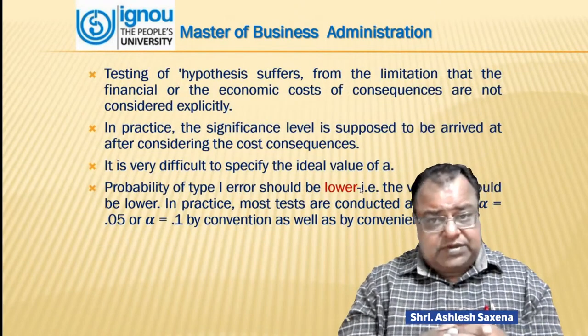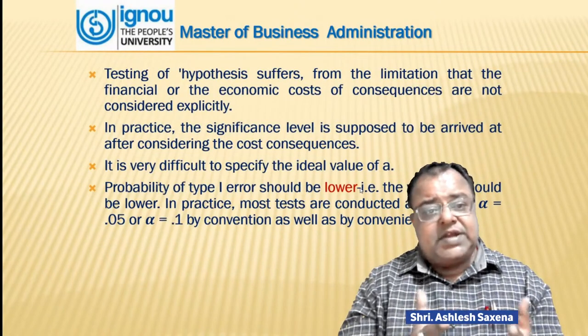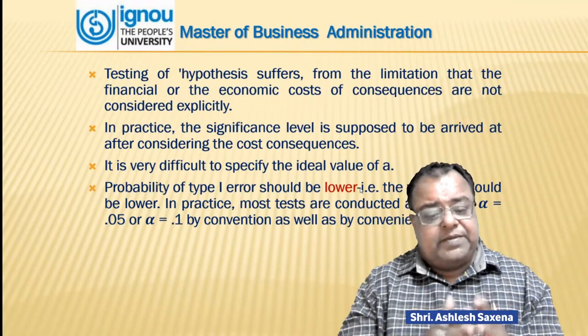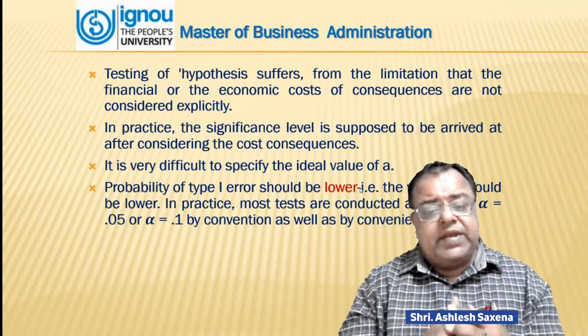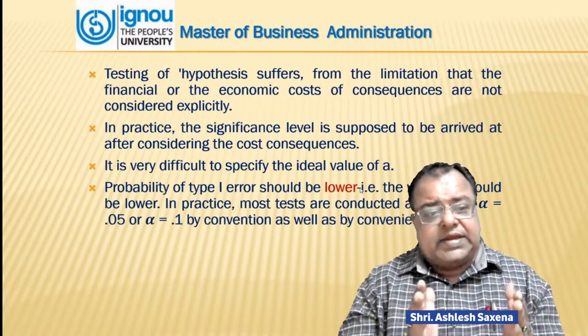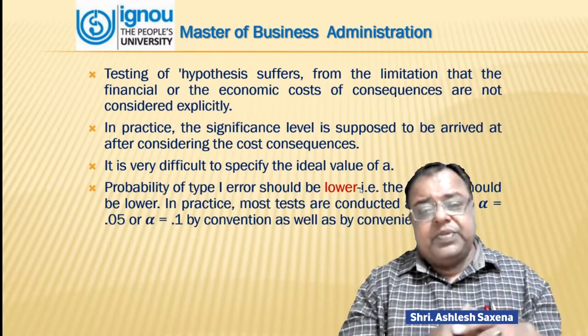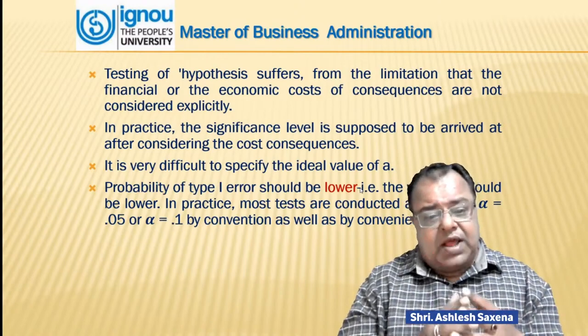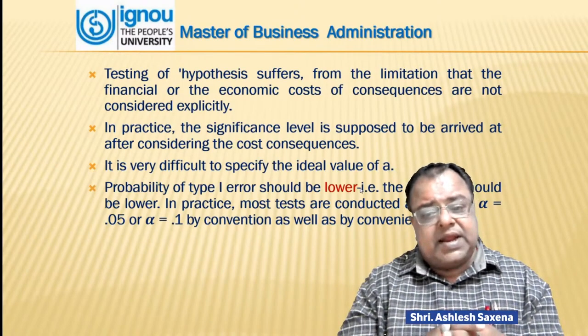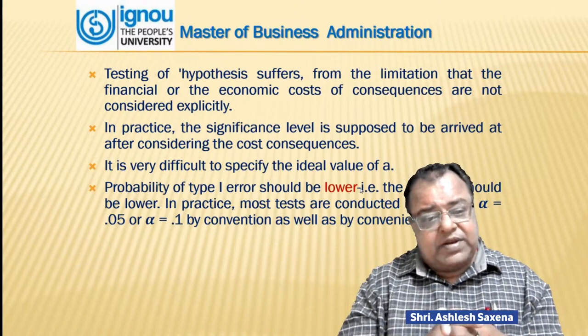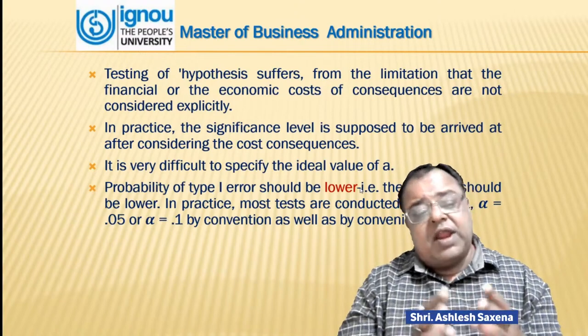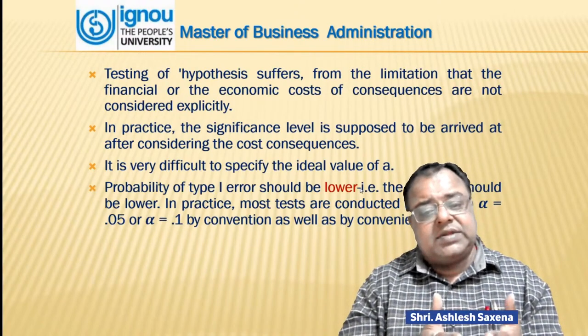Testing of hypothesis suffers from the limitation that the financial or the economic cost of the consequences are not considered explicitly. In practice, the significance level is supposed to be arrived at after considering the cost of consequences. It is very difficult to specify the ideal value of alpha. Probability of type 1 error should be low. That is, the value of alpha should be lower. In practice, most tests are conducted at alpha equal to 0.01, alpha equal to 0.05, or alpha equal to 0.1, by convention as well as by experience.